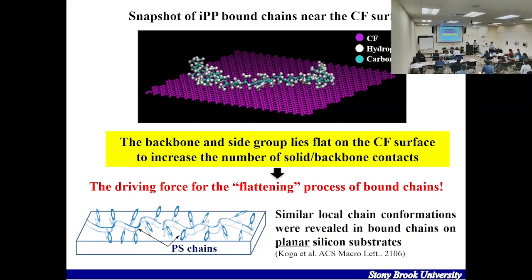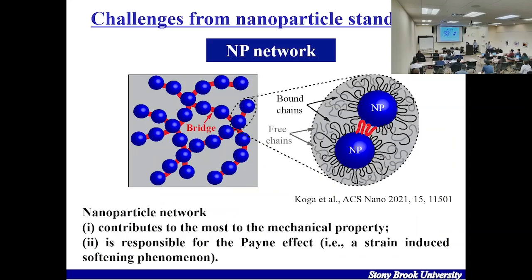Okay, this may be the last one. I was talking about the bound rubber system here. But if we increase the filler concentration, the distance between the fillers becomes smaller and smaller, so some portion of the bound polymer is absorbed onto the neighboring nanoparticles. They form what is called a bridge structure. Because of the bridge, the nanoparticles now have a percolation. As you might know, percolation is the most important contribution to the mechanical property.